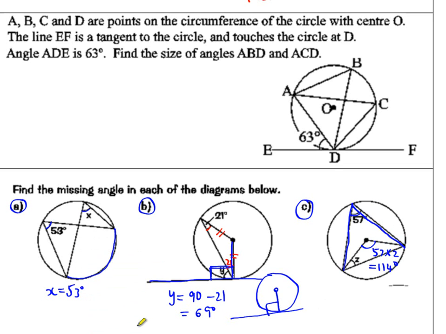So the next thing, have a little think. What do you think? Can you see this triangle here? That is an isosceles triangle. Why did I say that? Well, because that is the radius, that is the radius. So therefore, two lengths are equal, it must be isosceles.